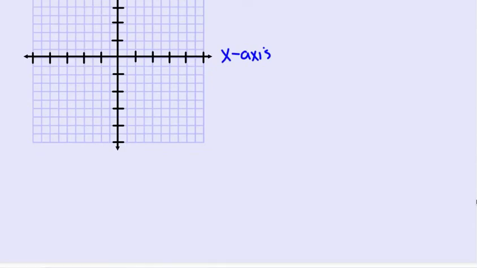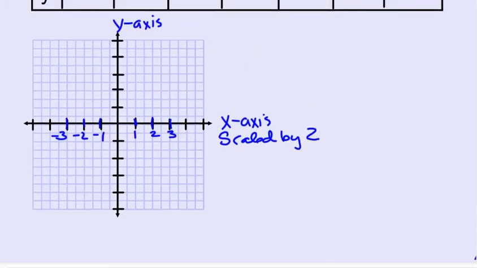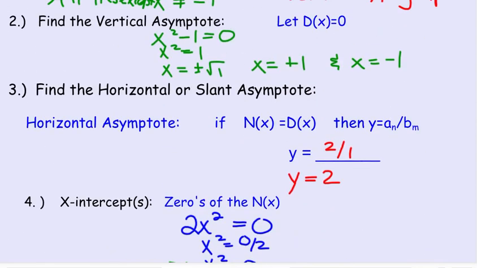So I'm just going to go a scale by 2 here. So make this a 1, a 2, and a 3. Negative 1, negative 2, negative 3. So I have vertical asymptotes through negative 1 and 1. So I'll label those as my vertical asymptotes, x equals negative 1 and x equals 1. Then I'll go back up to my next step that I found. My horizontal asymptote is at y equals 2.